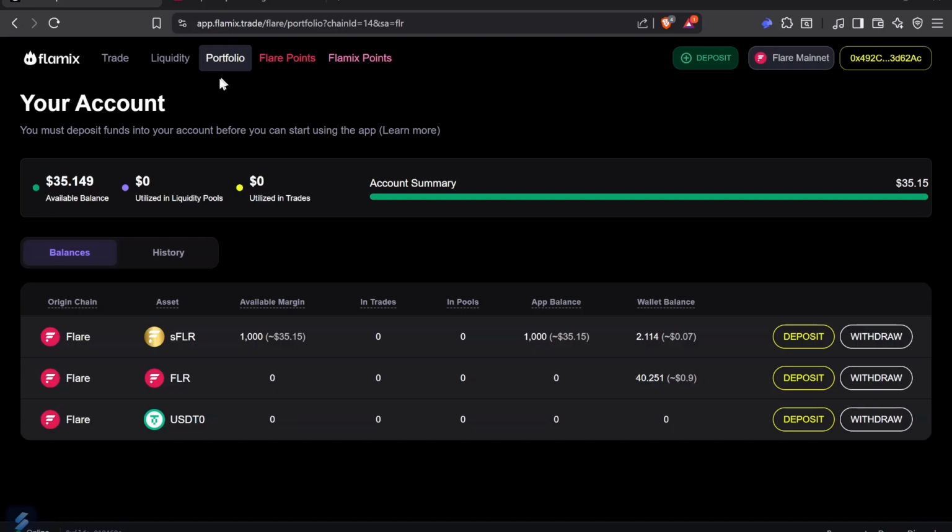The first thing I did is you go to app.flamix.trade, you connect your wallet, and then the first thing you need to do is go to portfolio and then deposit. In this case, I already deposited 1000 sFLR, and they say that they're going to be giving FLR points, which then equates to our FLR. I definitely want to try it out.